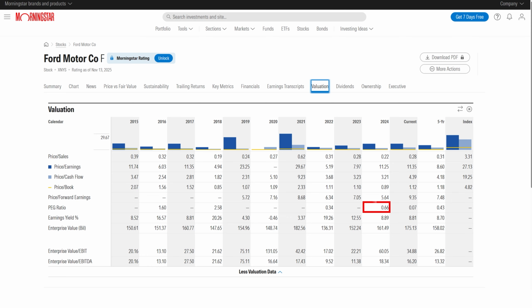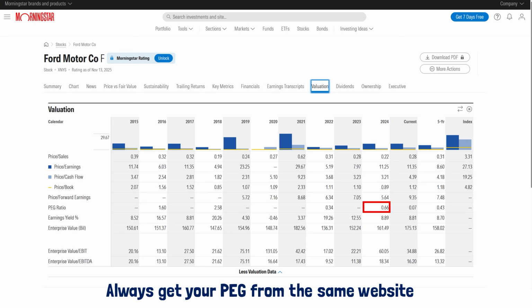they calculate them differently. Some use historical growth, others use future projections, some use reported earnings, others use adjusted earnings. So when comparing companies, always get your PEG ratios from the same source, or you are comparing apples to oranges.